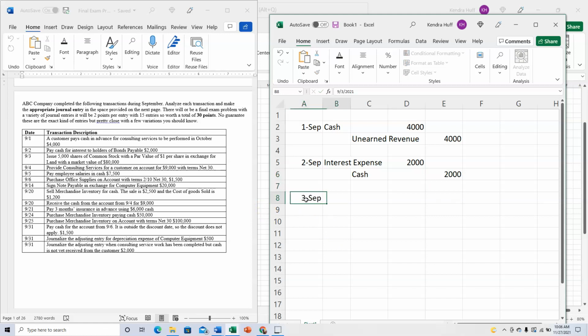9.3. Issued 5,000 shares of common stock with a par value of $1 per share in exchange for land with a market value of 80,000. So I got land. I recorded it at market value of 80,000, and I issued common stock in return. Common stock had a par value of $1, so the most I can put in the stock account is the par value, so 5,000 shares times $1, and then the difference goes into paid in excess.